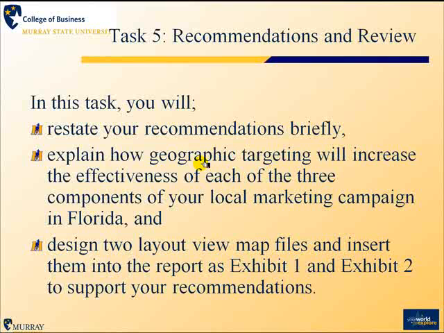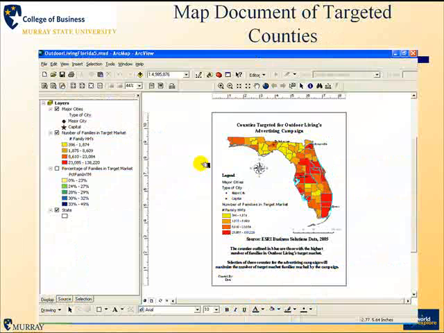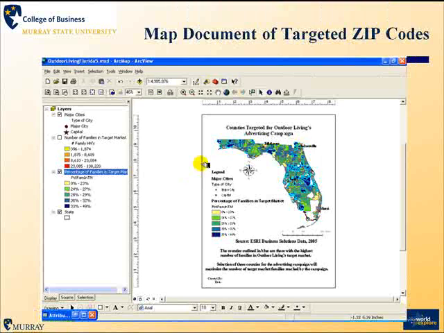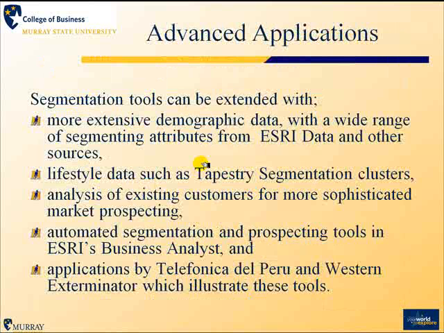And then we're going to design 2 maps using layout view to illustrate the decisions that we've made. This one targets the counties for the media campaign, and this one targets zip codes for the direct mail campaign. And we build those directly into Word documents. You'll print those and include them in your final report.